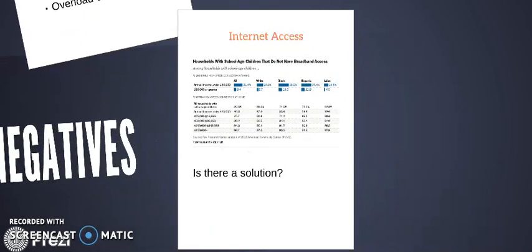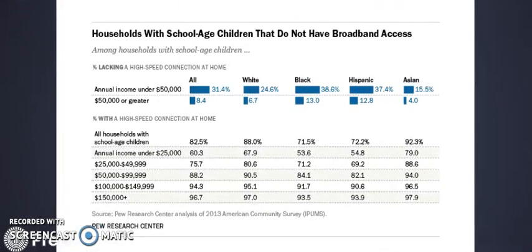Above all, my biggest concern with the flipped classroom is internet access. As you can see here, in 2013, only 82.5% of all households with school-age children at home had access to a high-speed connection. This leaves 17.5% of households without that. And the flipped classroom relies so much on having the videos and having access, and I'm not sure how accurate these statistics are today, but either way it means that there are still kids out there who don't have access to the internet or a computer at home.